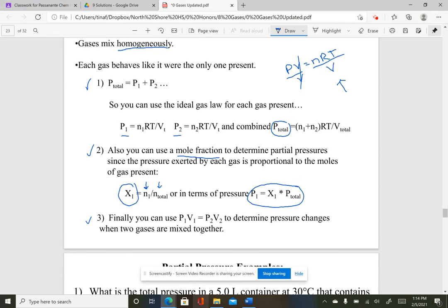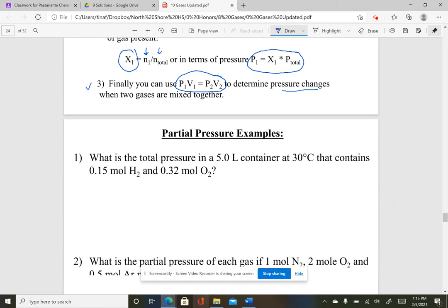Finally, we have this, which is like part of our combined gas law problem, where they give you initial conditions, initial pressures, and then you want to determine the new pressure, the pressure change when the gases are mixed together. Again, the only way you're going to know which formula to choose is by reading the question. So let's go to example number 1.